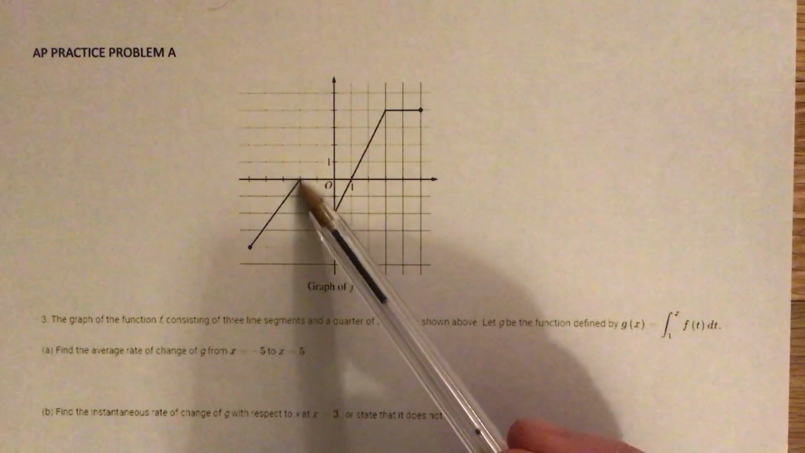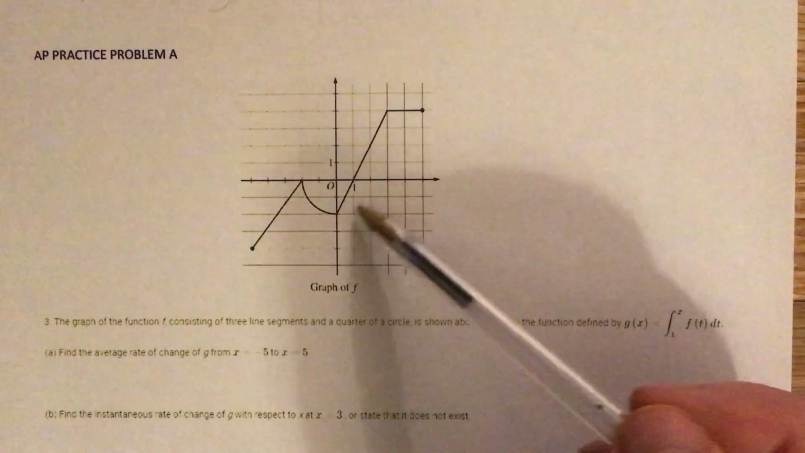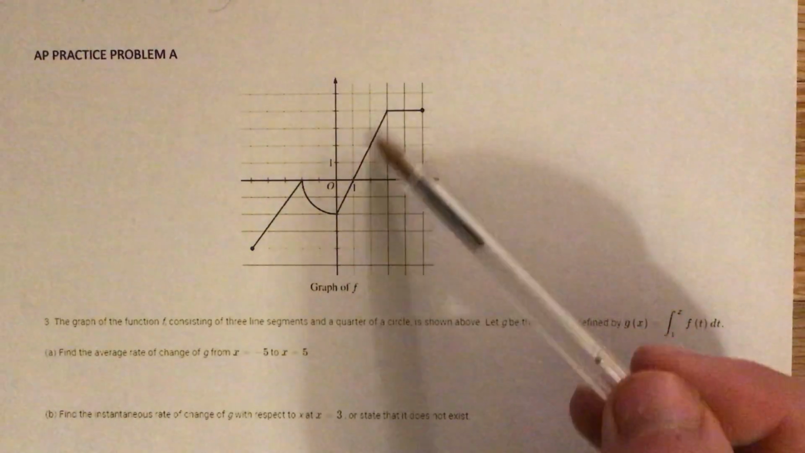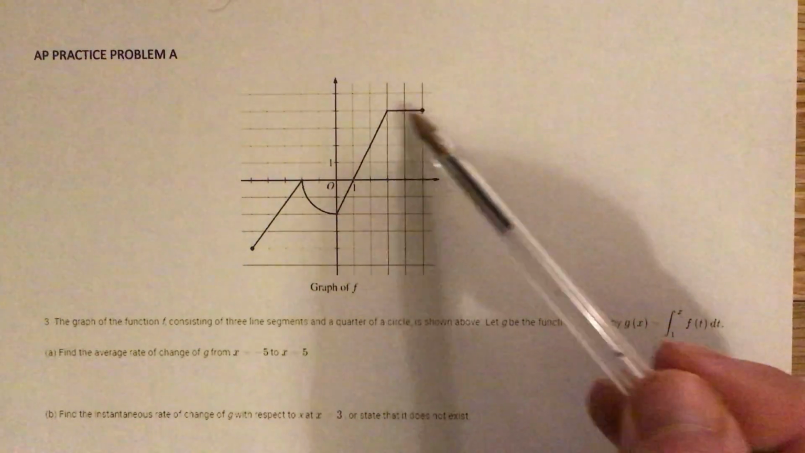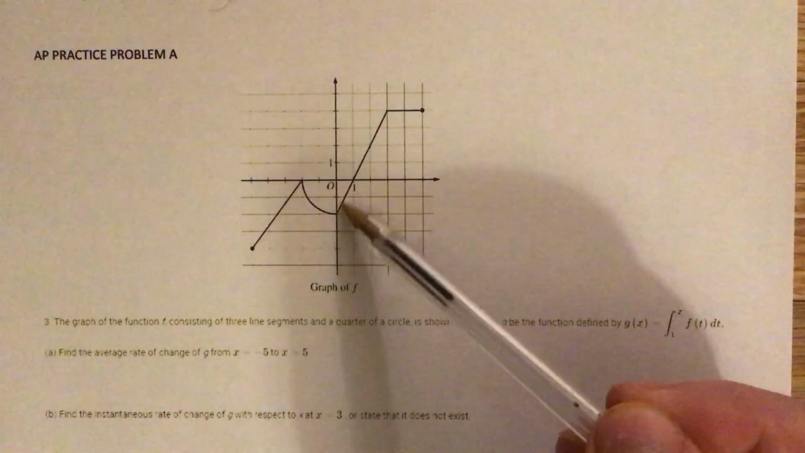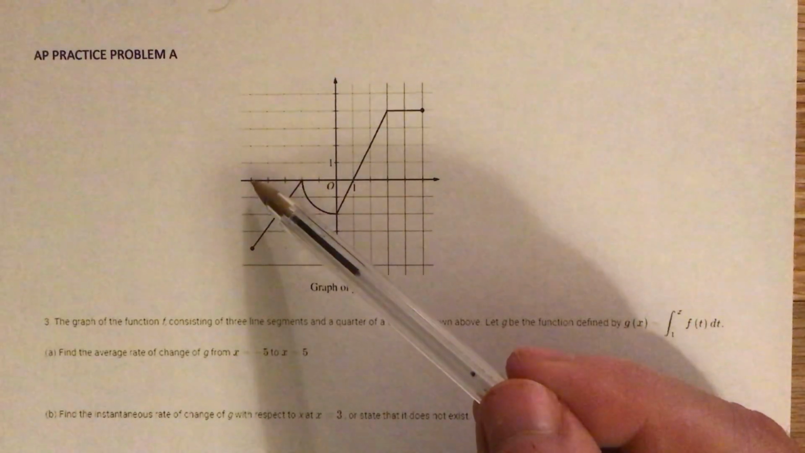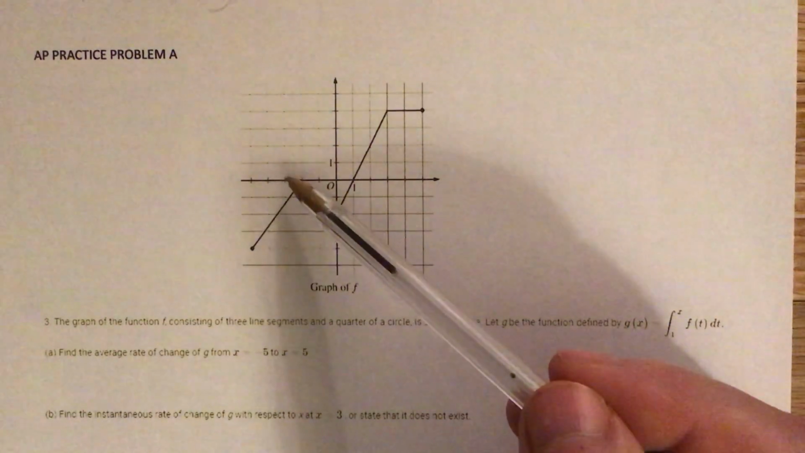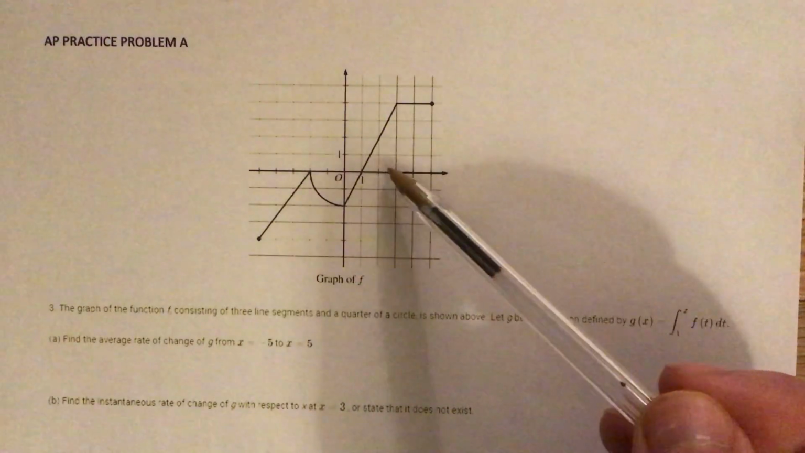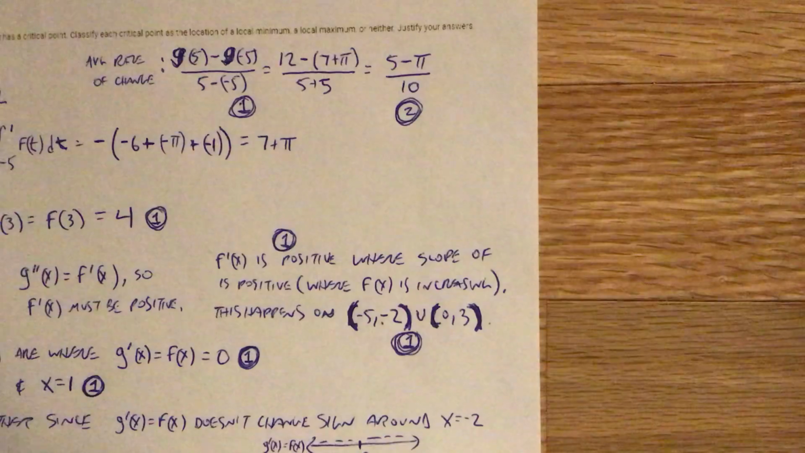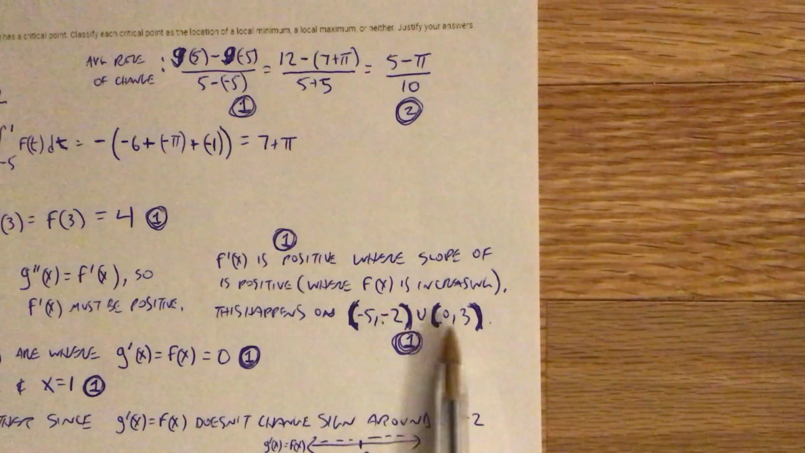This is negative slopes. We don't want these. These are also positive slopes, and these are slopes of 0. So it's positive on this interval as well. So the two intervals are -5 to -2 and 0 to 3. And that's how I got this interval.